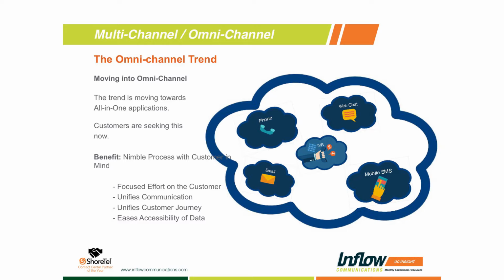The benefit of looking at all-in-one applications is that you have a nimble process with the customer in mind, and again, with the agent in mind. If you can bridge all this together, you have a focused effort on the customer. The basis of omnichannel is a focused effort on the customer experience. It unifies communication, and I'm talking about the physical medium of data across systems, so that if I confirm my dental appointment via SMS two minutes ago, then I pick up the phone and call my dentist, they see that I've confirmed my appointment and then ask me questions along those lines. That's really what folks are looking for.